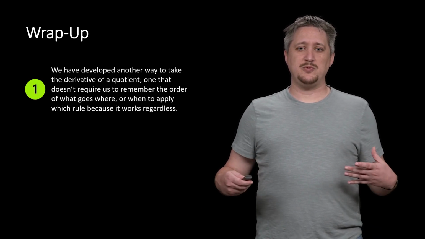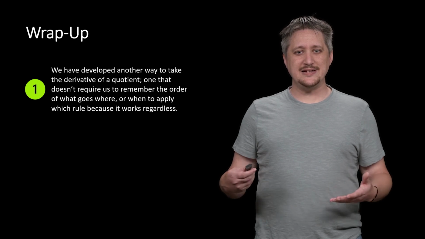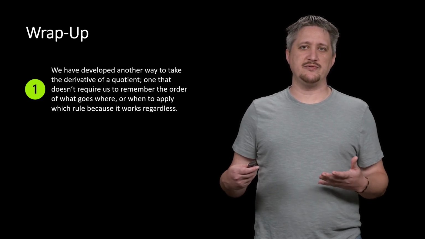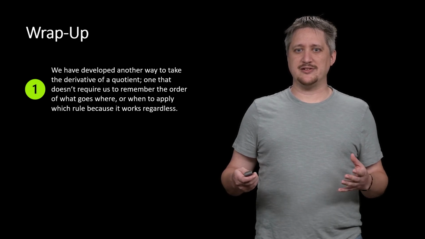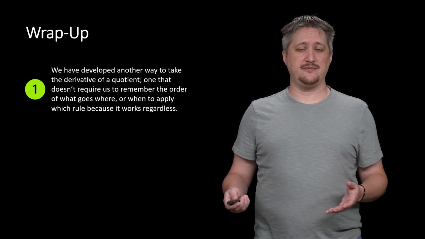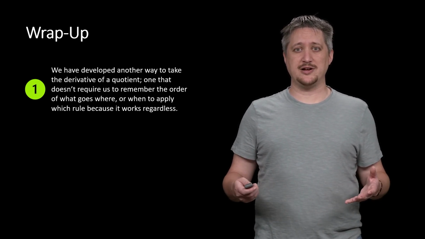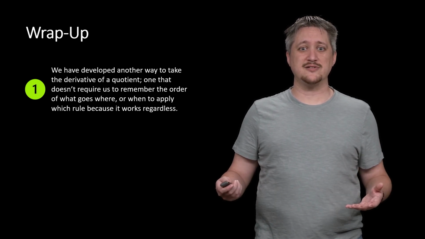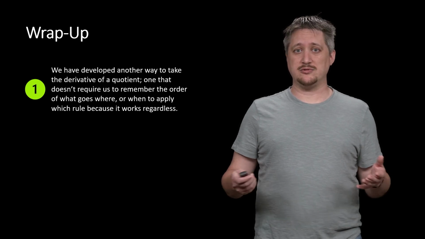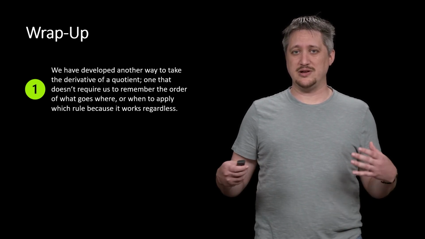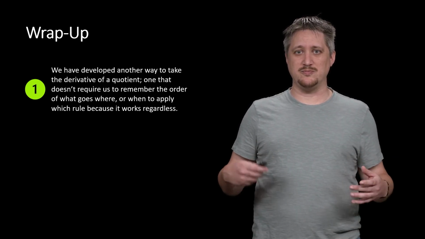So what did we do? The key idea here is we developed another way to take a derivative of a quotient, but not just for no reason. We did one that doesn't require us to remember the order of stuff, right? We don't have to remember what goes where because it takes care of it all for us. And all of the things that we did were commutative. They all can go in whatever order we want, so it doesn't take as much mental memory.